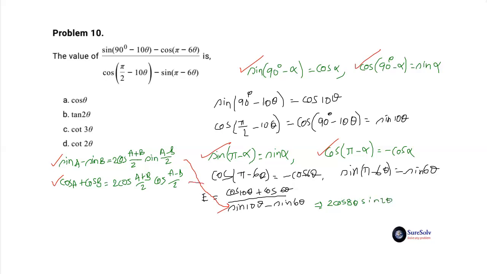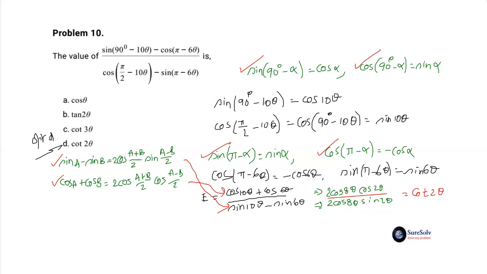And for the numerator, use the second submultiple angle relation with A equal to 10 theta and B equal to 6 theta again. You get cos 10 theta plus cos 6 theta equal to 2 cos 8 theta cos 2 theta. Ratio of these two results gives you the answer. E equal to 2 cos 8 theta cos 2 theta divided by 2 cos 8 theta sin 2 theta equal to cot 2 theta. Answer is option D, cot 2 theta.